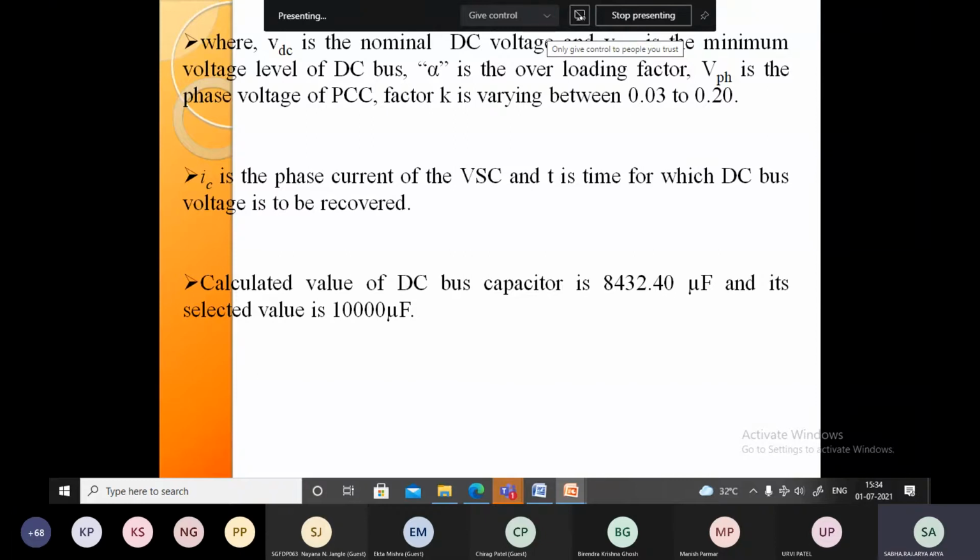But initially, if somebody is going to work in this area, if they want to compensate 5 kVA of reactive power, taking the reactive power of 5 kVA from the converter, they can take not more than 2000 microfarad.